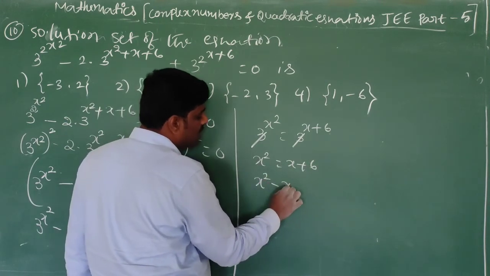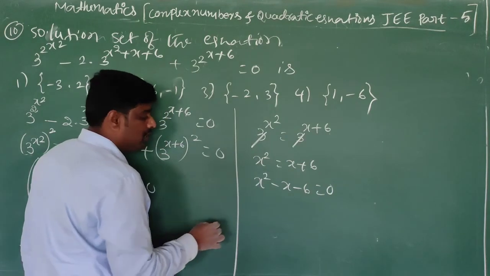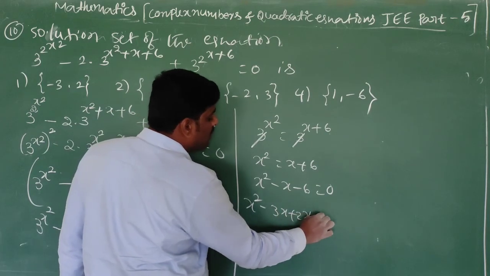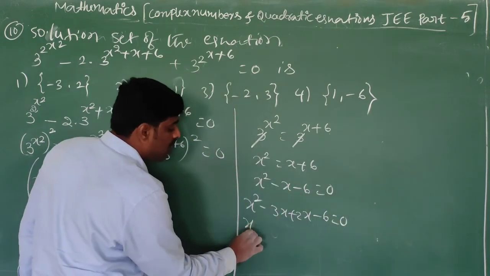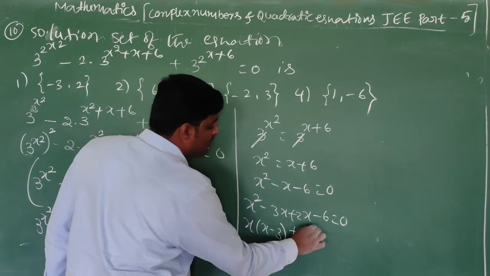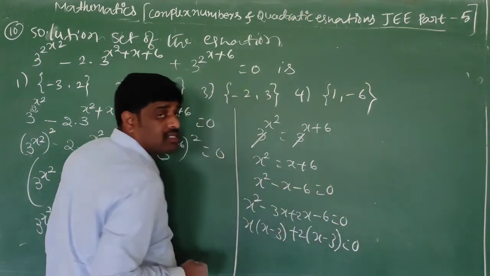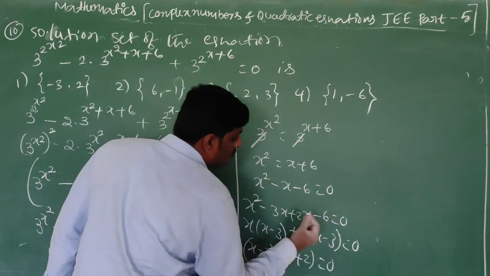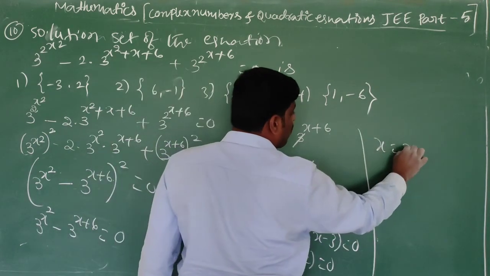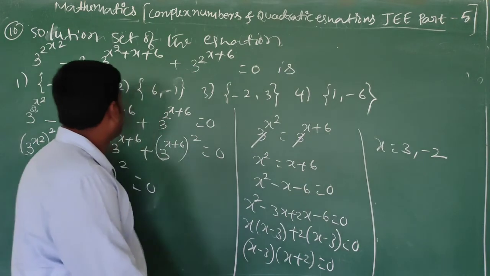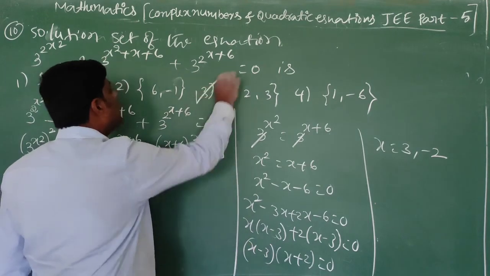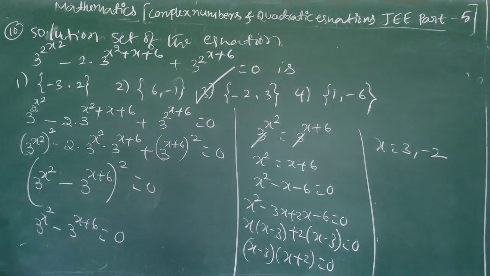x square minus x minus 6 is equal to 0. x square, 2 3s are 6, minus 3x plus 2x minus 6 is equal to 0. x into x minus 3 plus 2 into x minus 3 is equal to 0. x minus 3 into x plus 2 is equal to 0. This becomes x is equal to 3, x is equal to minus 2. Which option is that? Third option.